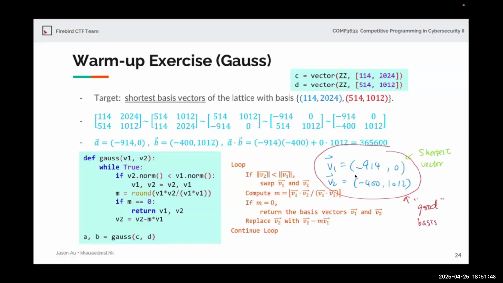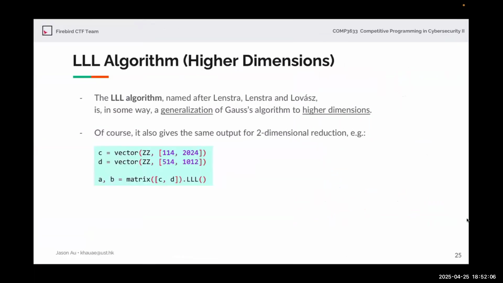Okay, but actually, the Gaussian reduction can only be used in the two-dimensional space. So how to use a similar algorithm in higher dimensions? We can use the LLL algorithm, which is named after these three guys. It's actually a generalization of the Gaussian reduction in higher dimensions. So of course, we can use this LLL algorithm to replace the Gaussian function. It also gives the same result.